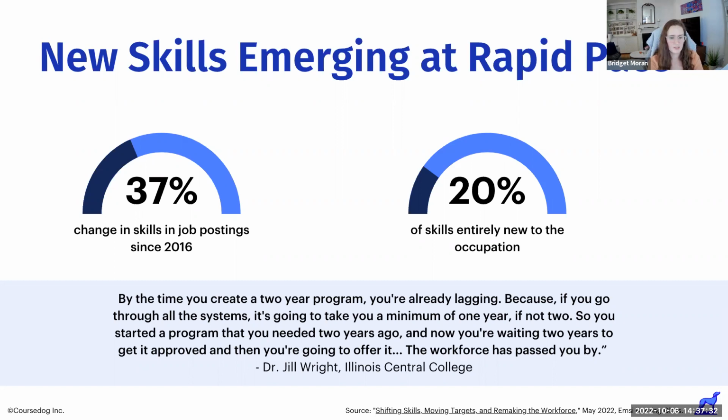This quote at the bottom of the slide is from one of our partners, Dr. Jill Wright, the former AVP of Accreditation Assessment and Academic Services at Illinois Central College. She noted that oftentimes by the time a new program is launched, it's already too late. An institution may realize after a couple of years of new labor market trends that a program needs to be modified. Then, it might take another 1 to 2 years to actually modify and implement that newly updated curriculum. By that time, job requirements have already changed again.